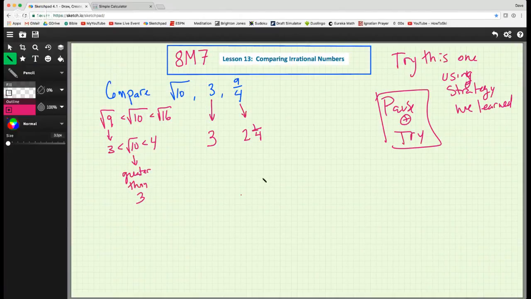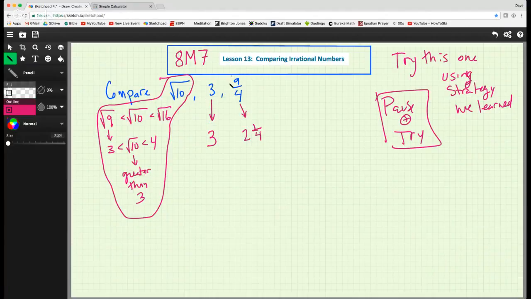So I know that the square root of 10 is greater than 3. And again, this is a building block. We learned how to do this thing in, I think it was lesson 11. Maybe it was lesson 12. But this is a building block. So don't say, wait, how did you do all this, Mr. Lipscomb? Well, we learned how to do this already. So we know the square root of 10 is greater than 3.